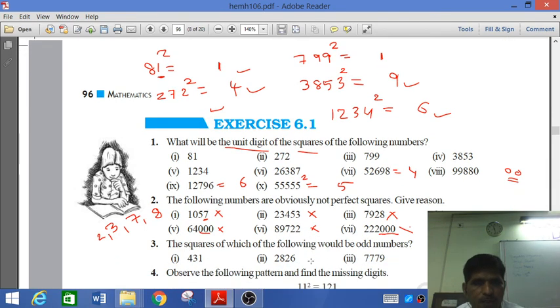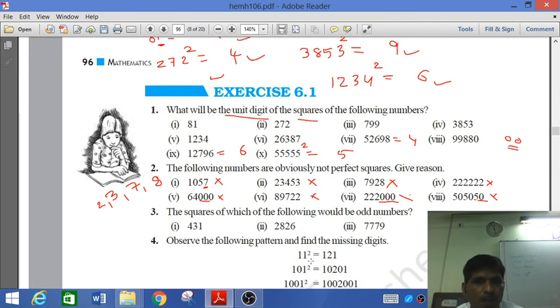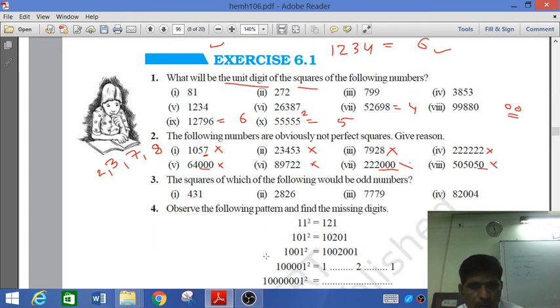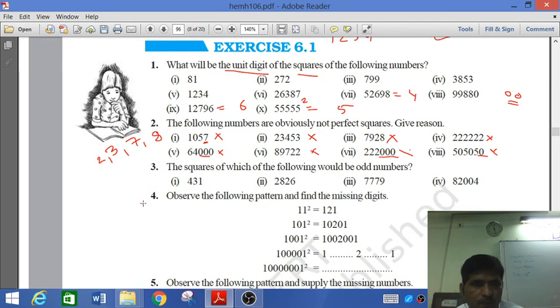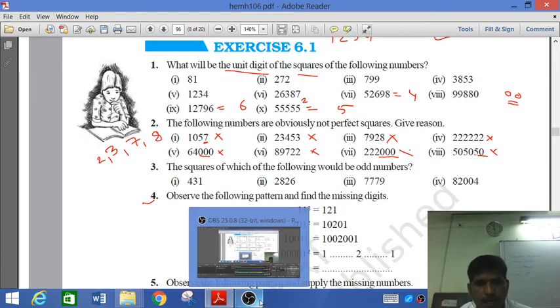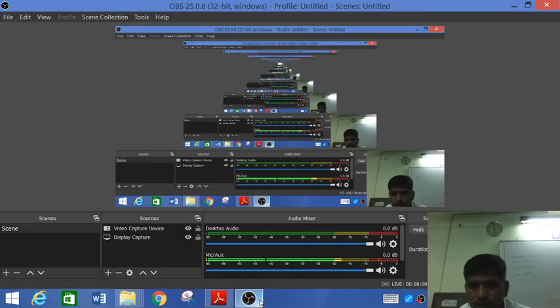So exercise 6.1, questions number 1 and 2. Which of the following squares should be an odd number? So you fill it up yourself. You have to see how much time we are taking.